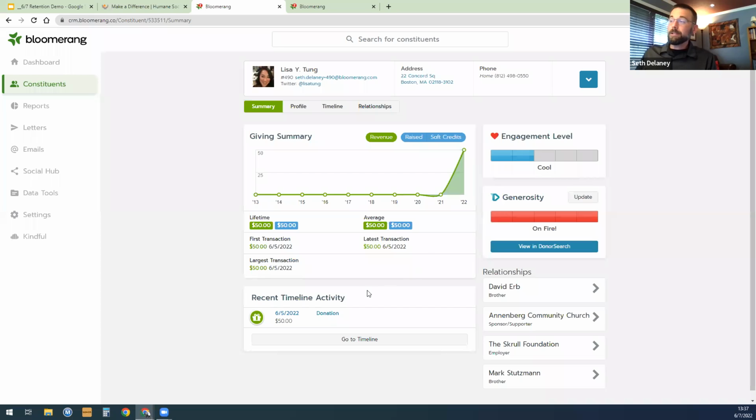Or if you've got somebody who's maybe making smaller gifts, but they are higher engaged, maybe they're a volunteer and they've got high generosity scores, that's pretty much a safe bet that those folks are just waiting for you to ask, and would love to maybe have a conversation with you about how they could be more engaged with you.